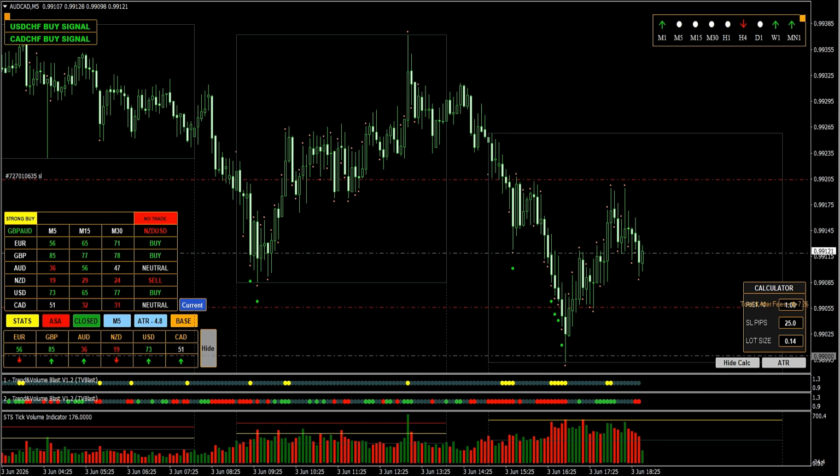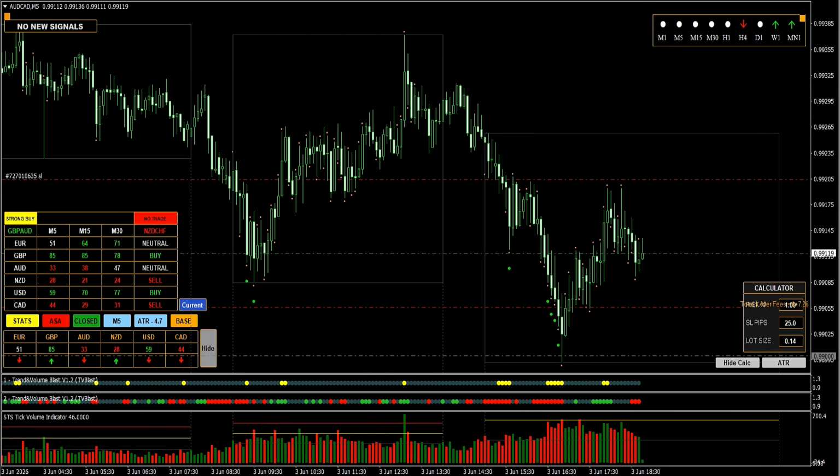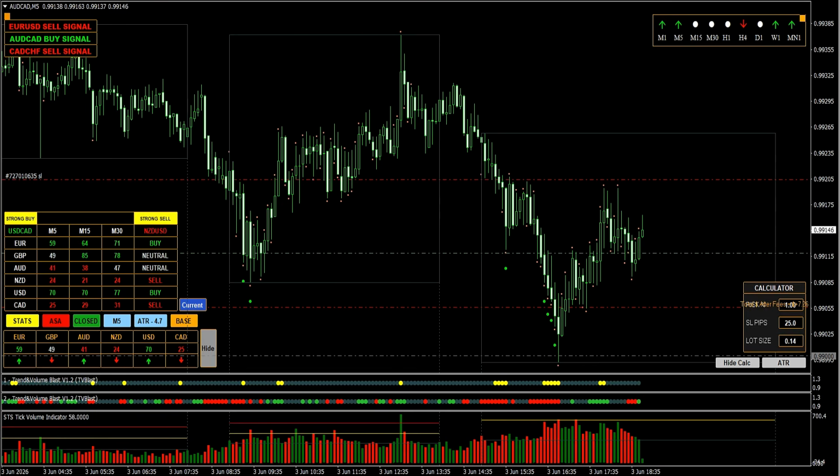Price was sitting right below a key resistance zone, that red dashed line you can see on the chart. Every time price approached that level, sellers came in and pushed it back down. That resistance was already telling a story before the signal even appeared.